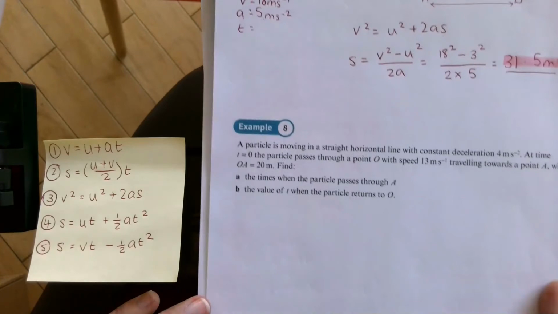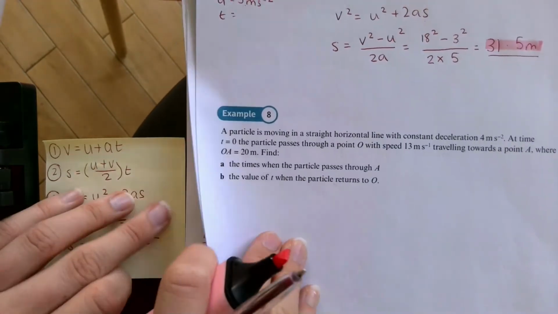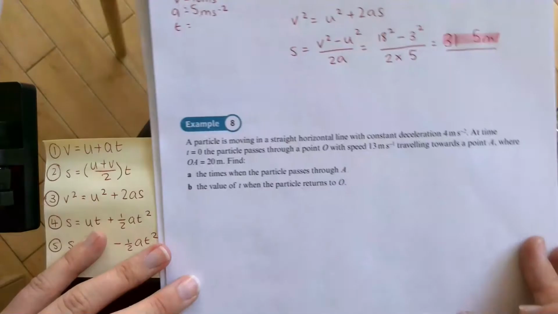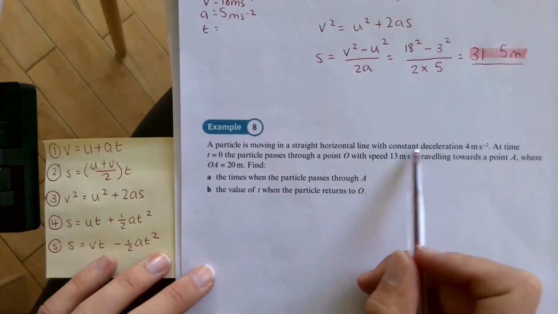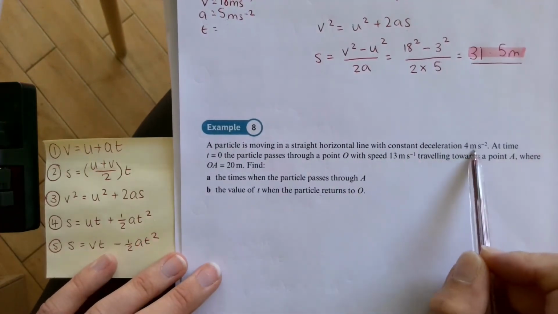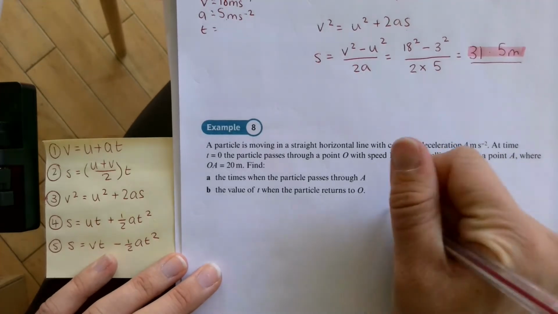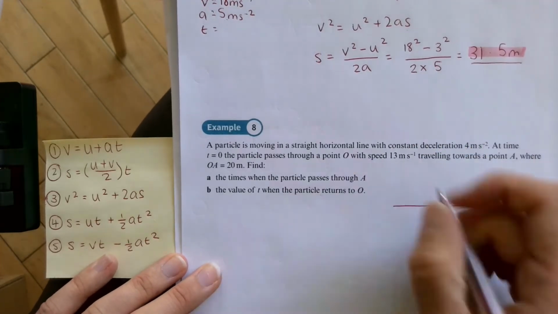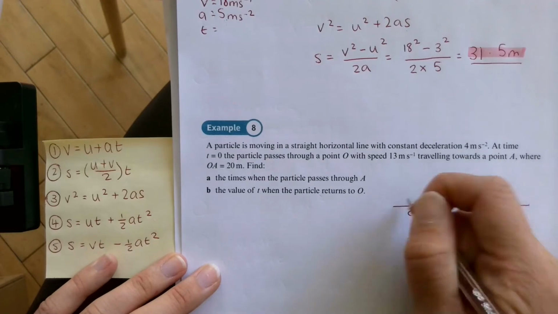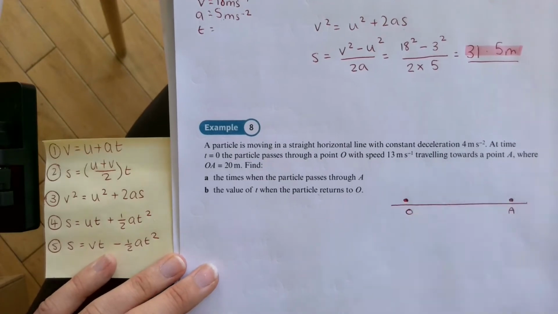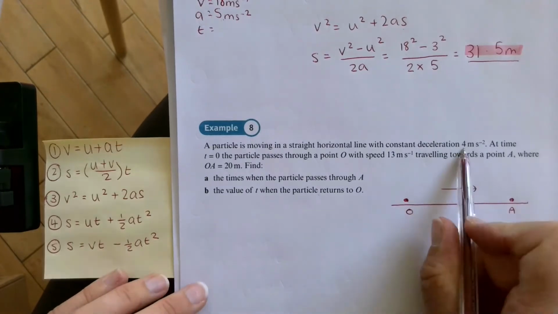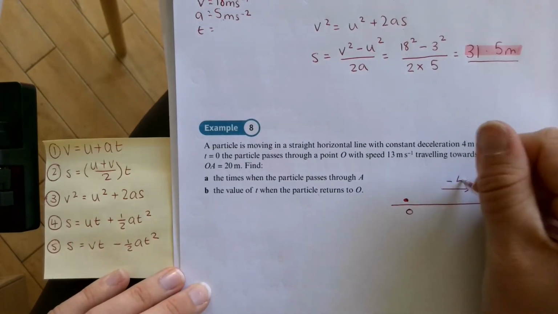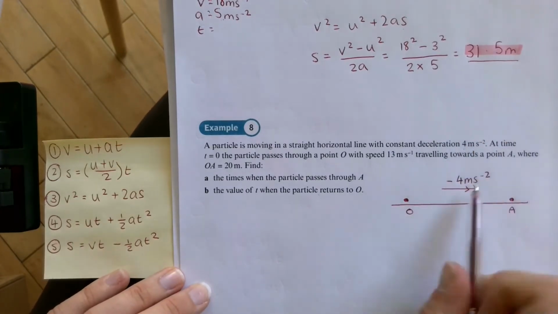Okay, let's move on there to example 8. Example 8 says a particle is moving in a straight horizontal line with constant deceleration of 4 meters per second. Now if I'm going to draw this out, I know it's using O and A, I've just looked ahead in the question. Now it's a deceleration, so I'm still going to draw my arrow this way, because decelerating will be negative 4 meters per second squared as the acceleration.